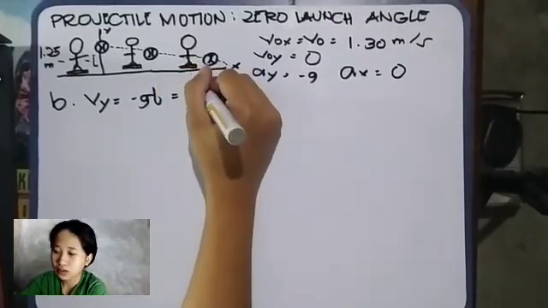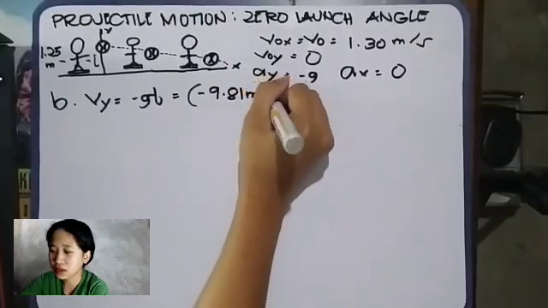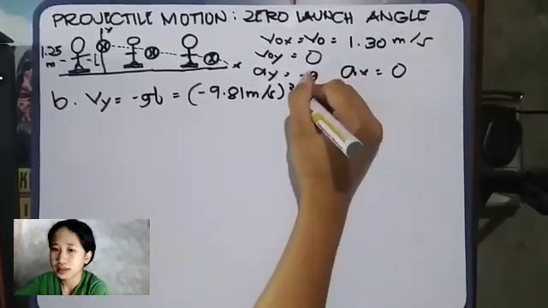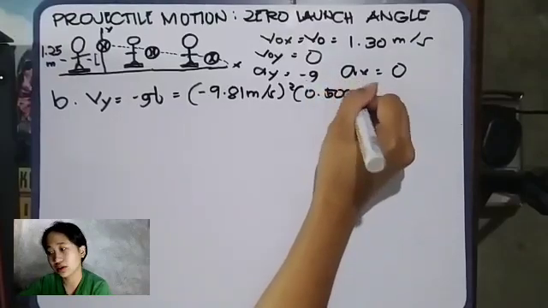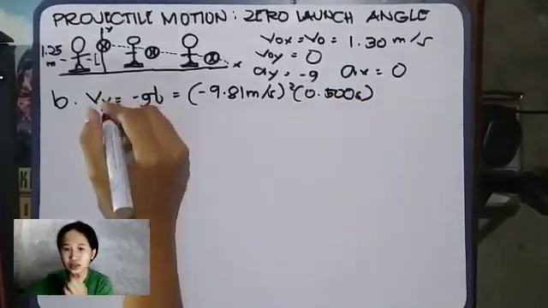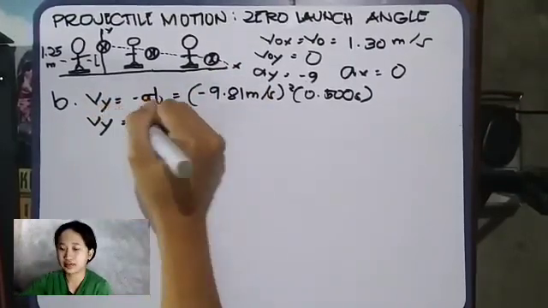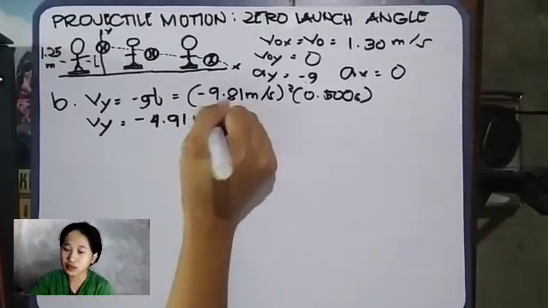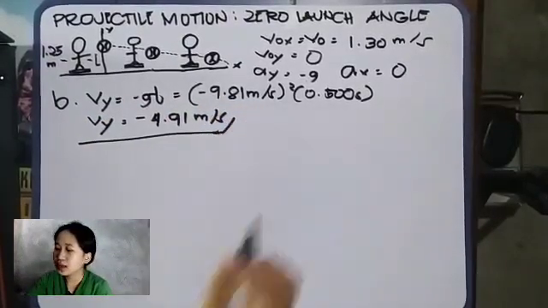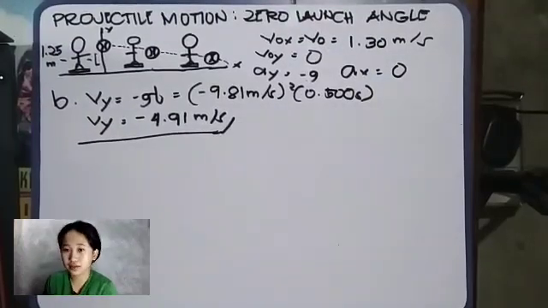So, ang magiging ano niyan is negative 9.81 meter per second squared times na yung time na given is 0.500 seconds. So, i-compute lang natin and ang kalalabasan ng V sub Y natin is negative 4.91 meter per second. Since available na yung V sub X natin and yung V sub Y, pwede na nating makuha yung velocity.